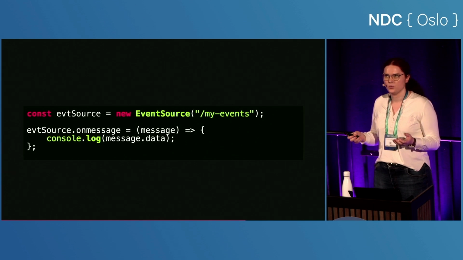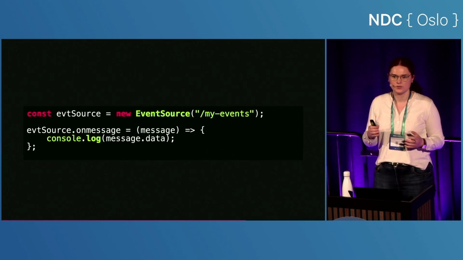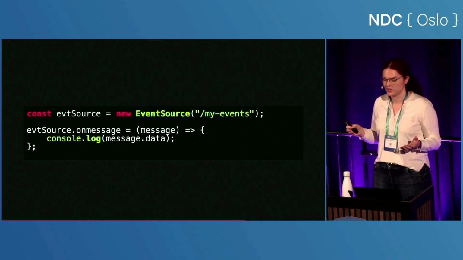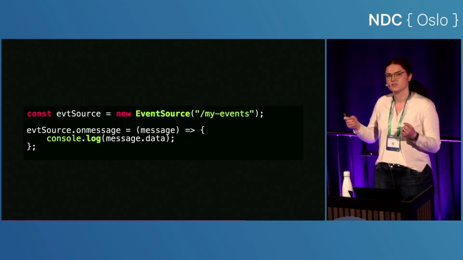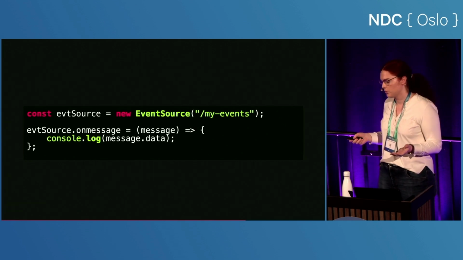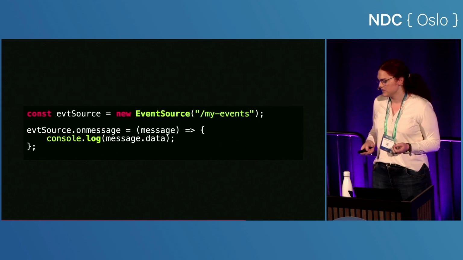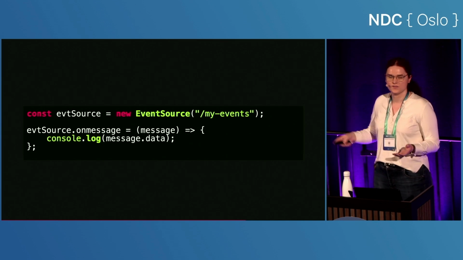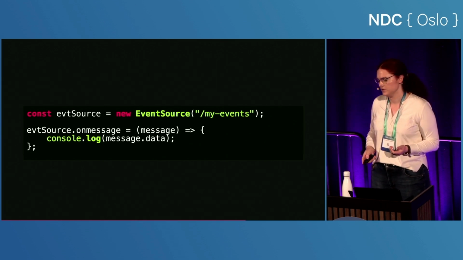You need some kind of way to parse this in the browser. You could write it directly by using fetch or XML HTTP request, but the browser gives us a nice interface to do it for us. So you say new EventSource, and you give it the URL, and then you can register listeners. So every time one of those events comes in, you can get something to happen.